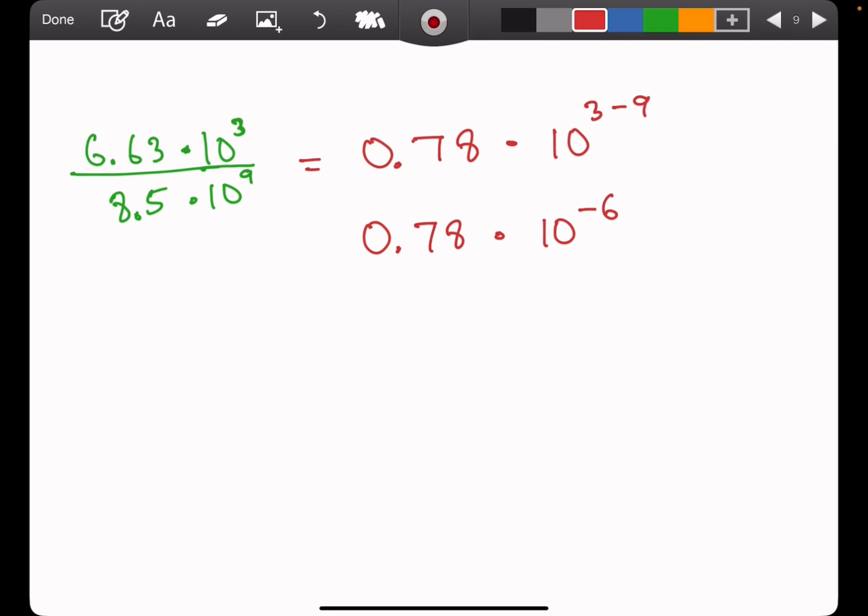Now, this is when it gets a little bit challenging. Look at this. Is this a scientific notation? No, it's not a scientific notation. So we have to fix this to be a scientific notation. I'm going to show you the long way and the fast way. Since it's not a scientific notation, we're going to focus our energy on this one first. How can I rewrite 0.78 in scientific notation?